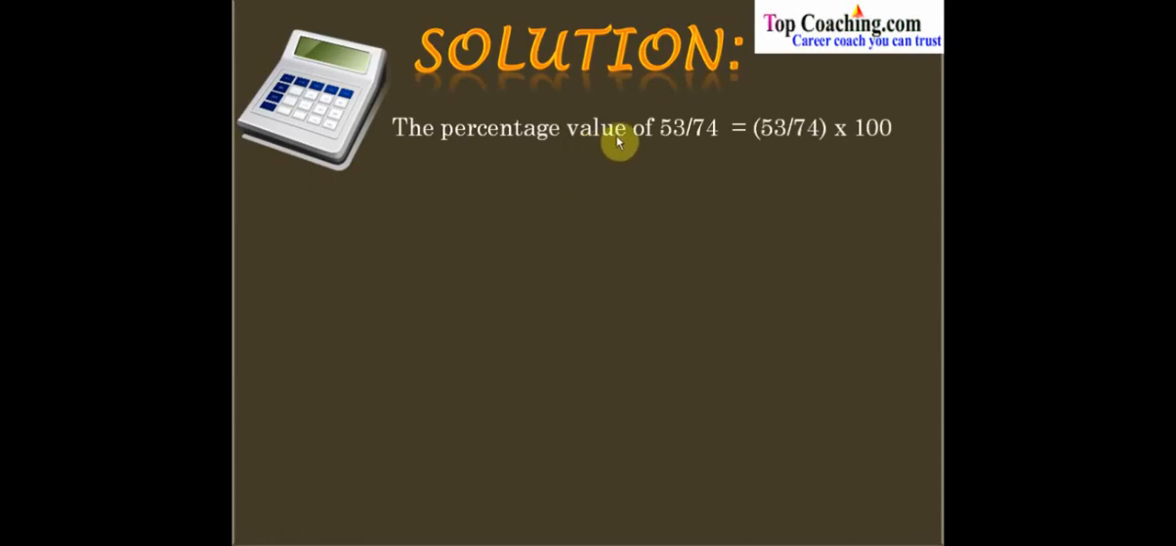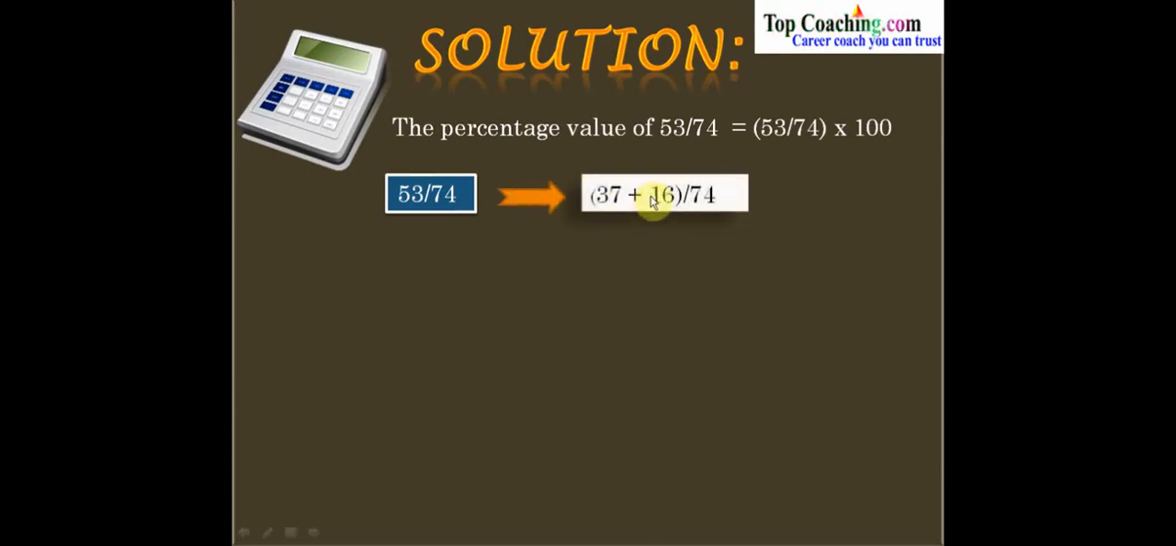The percentage value of 53 by 74 is nothing but 53 by 74 into 100. We simply multiply this fraction by 100. Now 53 by 74 could be written as 37 plus 16 divided by 74. Actually, half of 74 is equal to 37, so that would be 37 plus 16 by 74. Further, this could be written as 37 by 74 plus 16 by 74. Now 37 by 74 is nothing but 1 by 2, which is equivalent to 50%. So this is 50% plus 16 by 74.